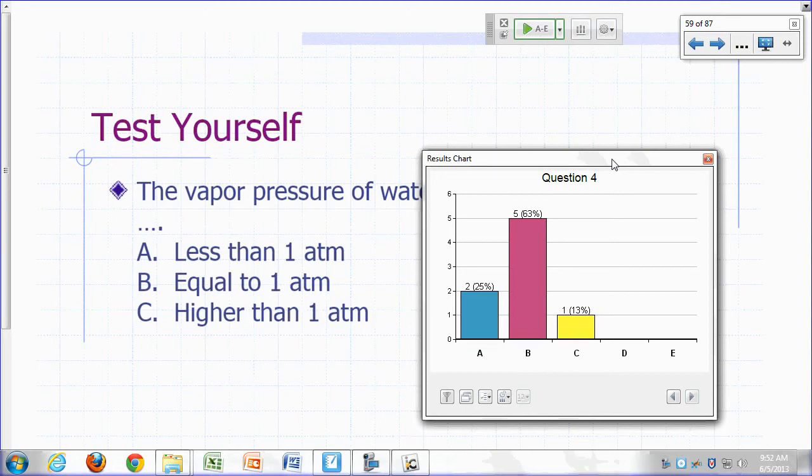100 degrees Celsius. So at room temperature, the vapor pressure of water must be less than 1 atmosphere. It's not boiling at room temperature, right? So the boiling point of water is 100 degrees Celsius. That's when its vapor pressure reaches 1 atmosphere. So at room temperature, its vapor pressure is less than 1 atmosphere.